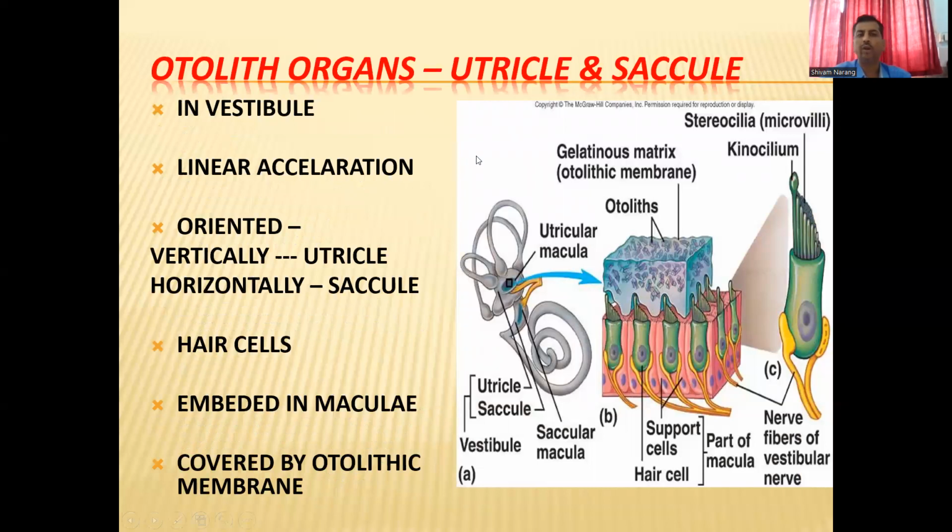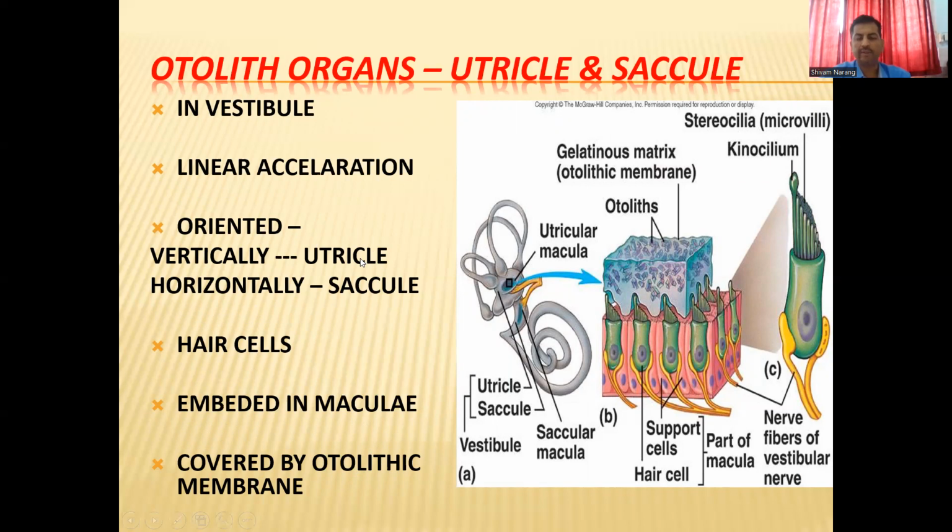Now we'll discuss the otolith organs. They are the utricle and saccule, and they are present in the vestibule. They judge linear acceleration: the vertical acceleration, for gravity, is judged by the utricle, and the horizontal acceleration is judged by the saccule.